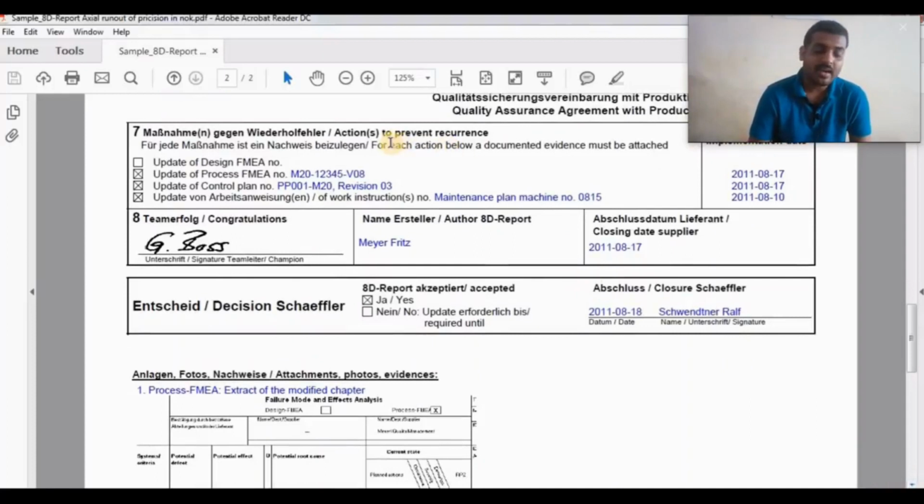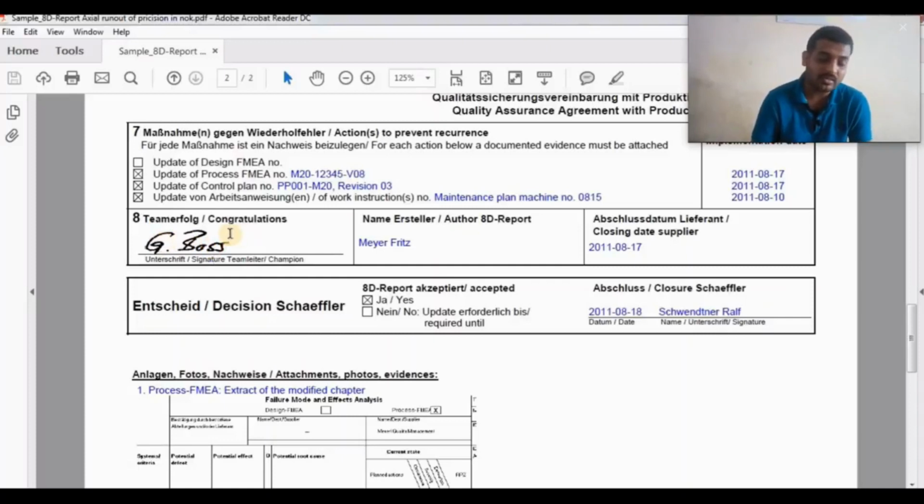Okay, then at the end in D8, the congratulations of all the team, and you have to take the signature of the sponsor for closing of this 8D report. Okay, so this is about the sample 8D report. Okay, also they have added some attachments below. Like the process FMEA they have added, then the control plan they have added.